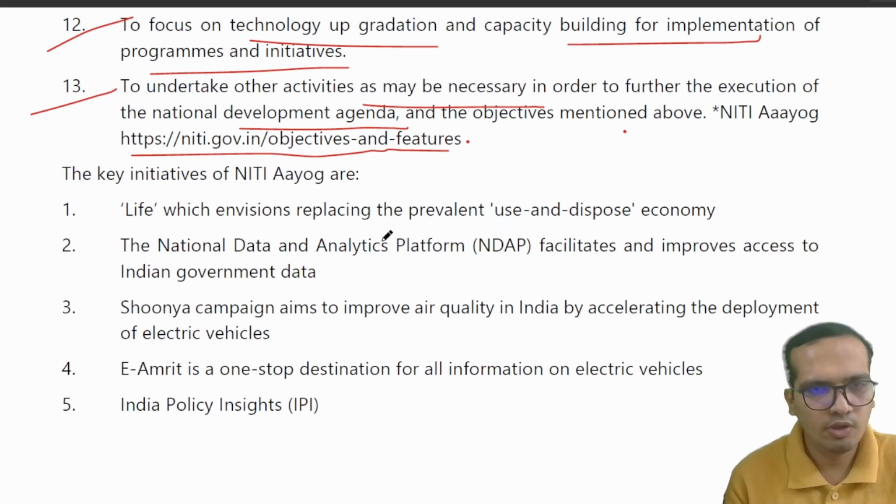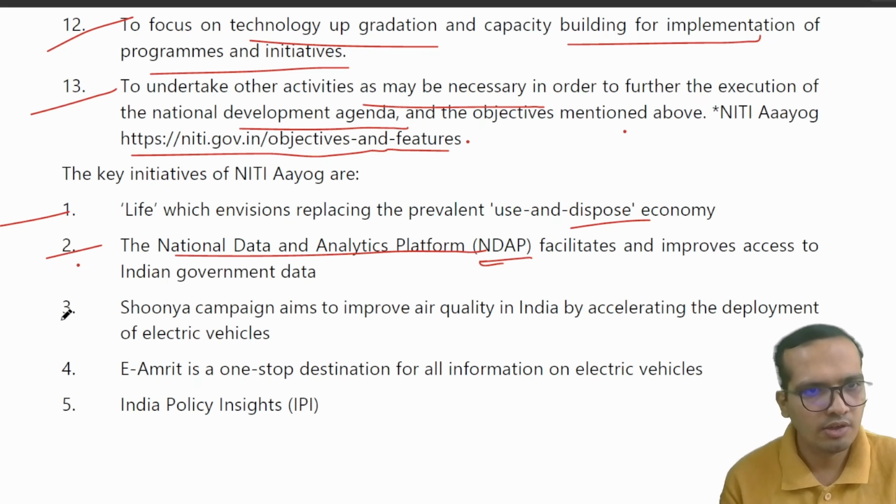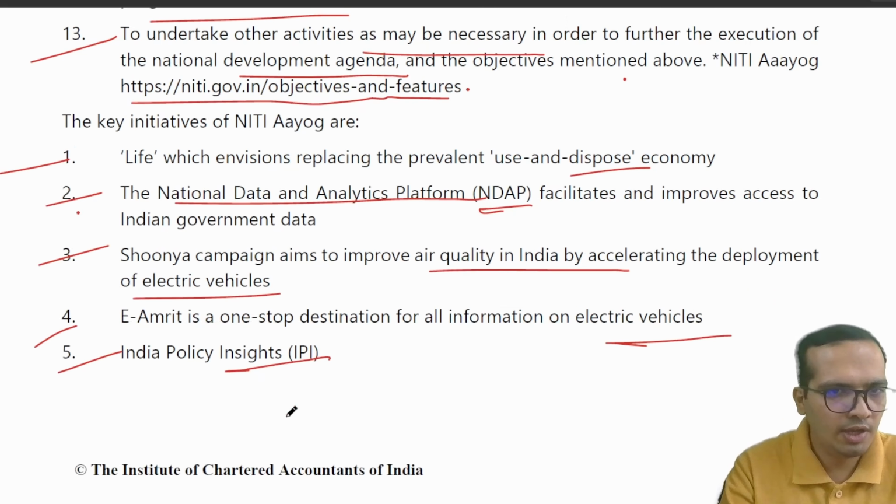The key initiatives of Niti Aayog are, first, LiFE, which envisions replacing the prevalent use-and-dispose economy. Second, the National Data and Analytics Platform, NDAP, facilitating and improving access to national government data. You can visit this also. Third, the Shunya campaign, which aims to improve air quality in India by accelerating the adoption of EVs. Fourth, eAMRIT is the one-stop destination for all information on EVs. Fifth, India Innovation Policies, IPI.